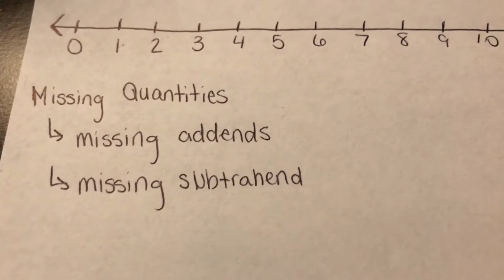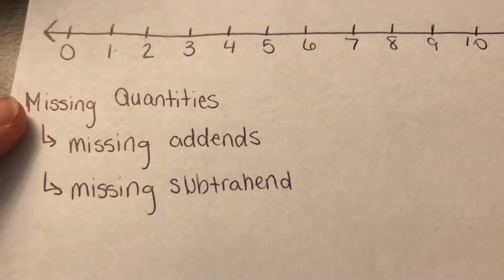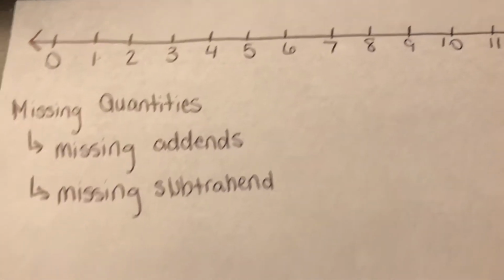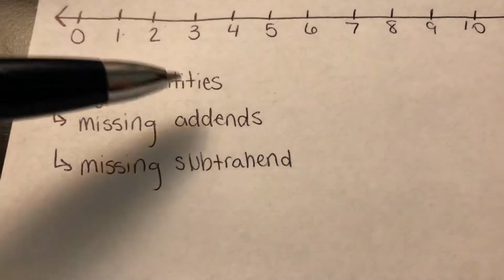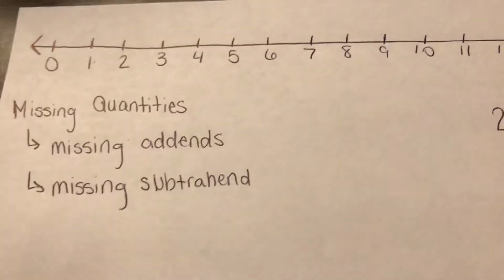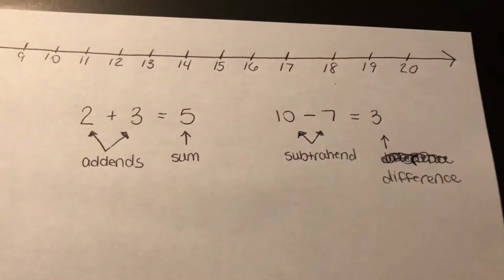This first video is about missing quantities, which means missing addends and a missing subtrahend. The first thing that is very important to understand is that these two words are important vocabulary concepts for the kids to understand. So over here I wrote a few examples of the vocabulary.